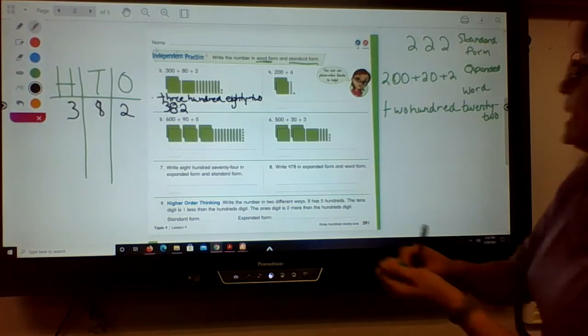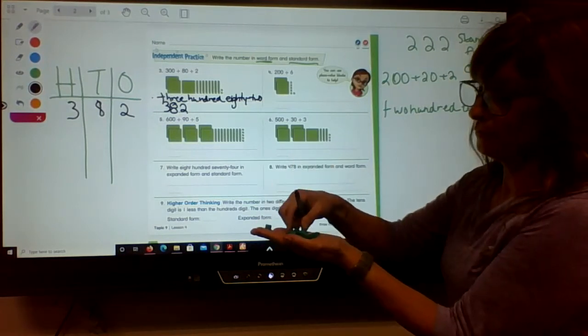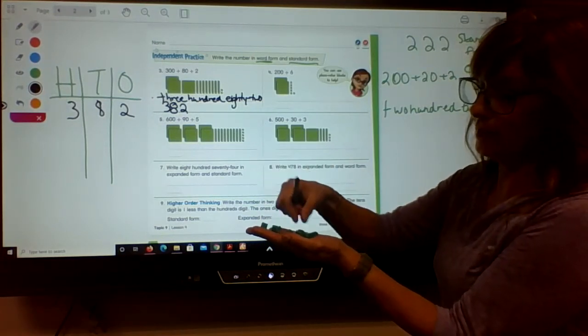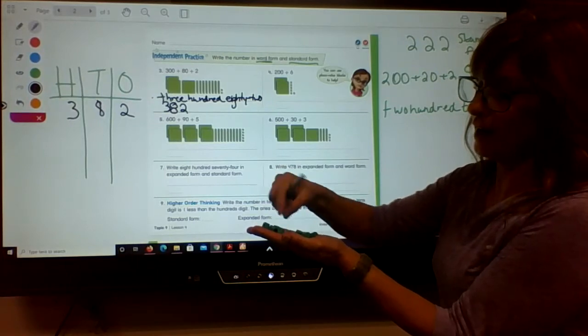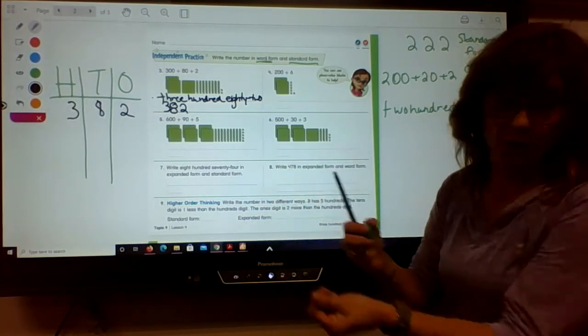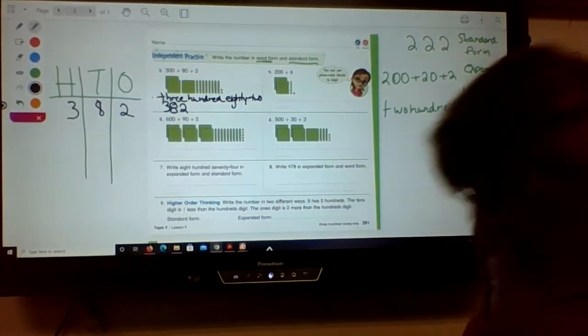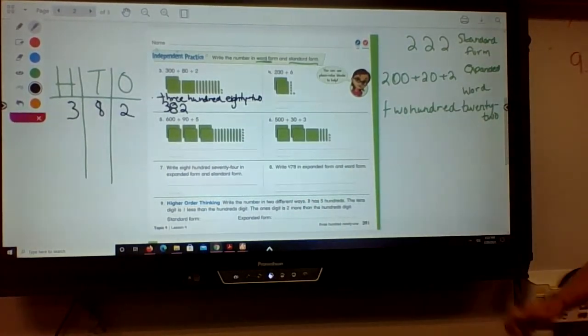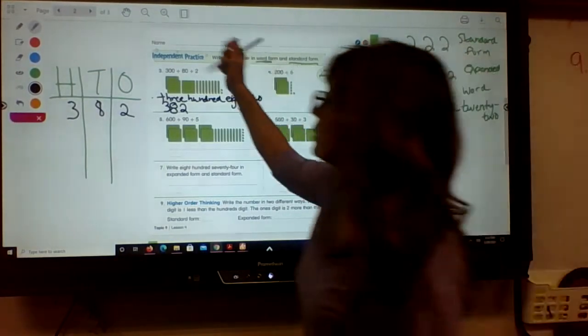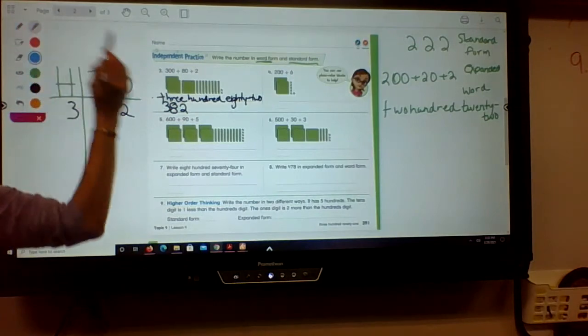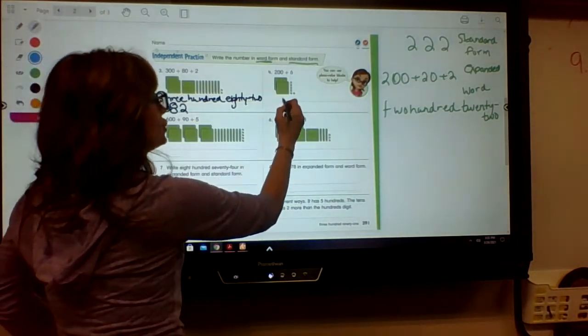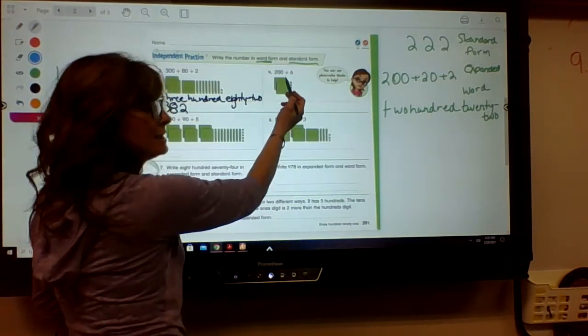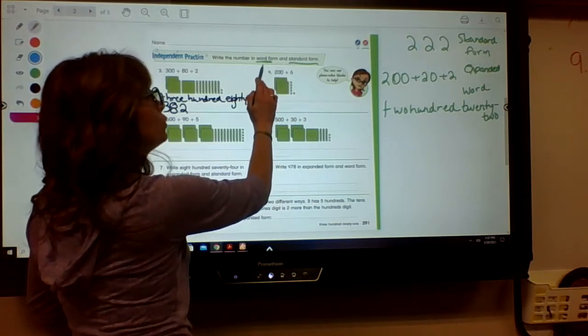And then we have 1, 2, 3, 4, 5, 6 ones, okay? All right, so I'm just going to change the color so you can see the difference. All right, so we have 200 plus 6. This is expanded form. We need to do word form first.